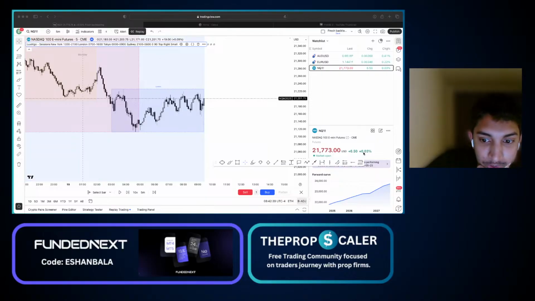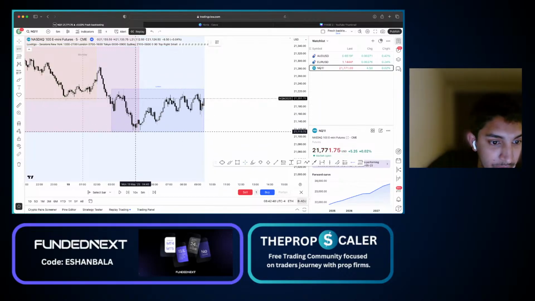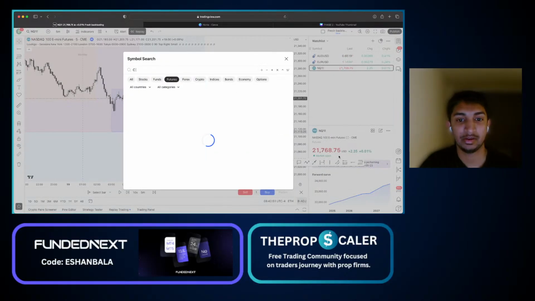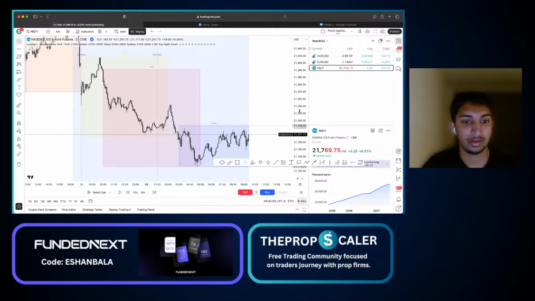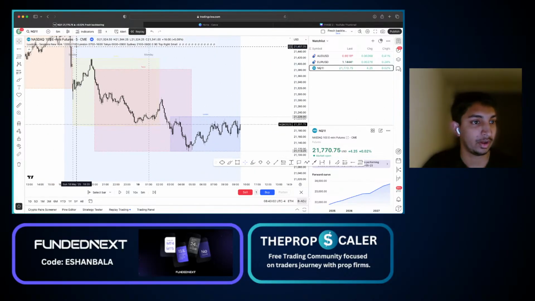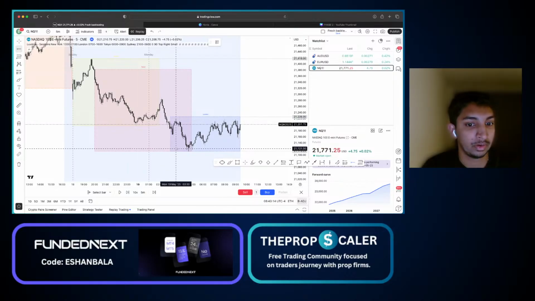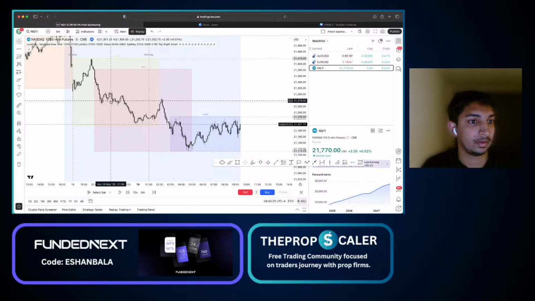So what I'll do is I'll mark out the London low. I'll mark out the London high, which would be here. Then I'll mark out Asia high, which would be here. Then Asia low would also be where the London low is.